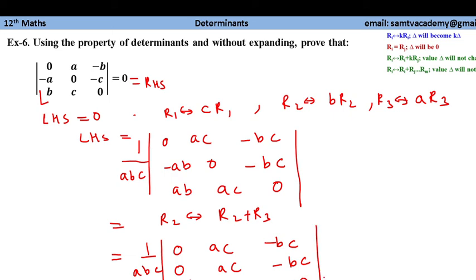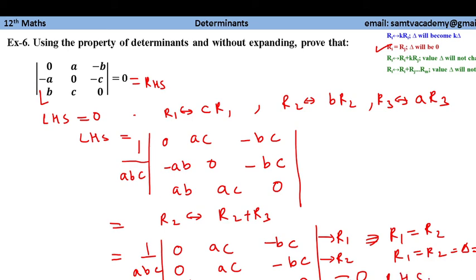So what we see here is that this row 1 and this row 2 both are equal, that is R1 is equal to R2. So by this property we know that if any two rows are equal, then that determinant is 0. So this is also 0. So we have proved that LHS is 0, since we have proved.